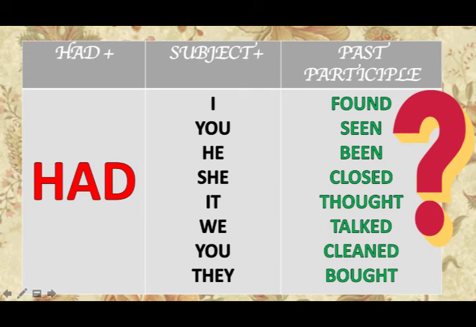The interrogative form. In the interrogative form, there is a change. The auxiliary goes first, then the subject, and finally the past participle. For example, had I found, had you seen, had he been, had she closed, had it thought, had we talked, had you cleaned, had they bought.